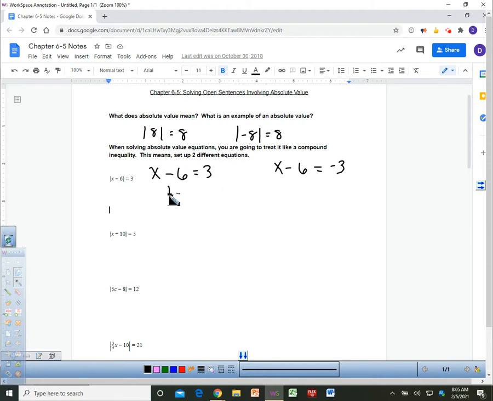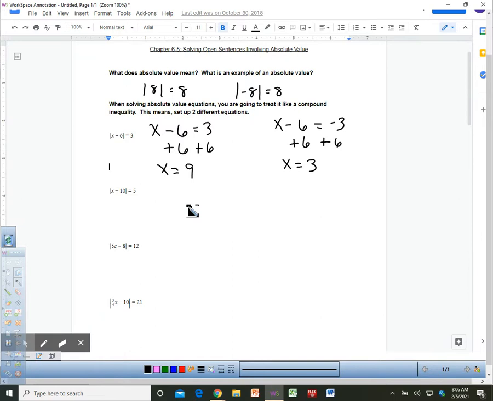So what you're going to do now is you're just going to solve this. So you're just going to add 6. Okay, we're going to do that to both of them at the same time. So x can either be 9 or x can be 3. And you're done. That's what we're working on today, is solving these absolute value equations. Okay? And we're going to be doing that with all of them.